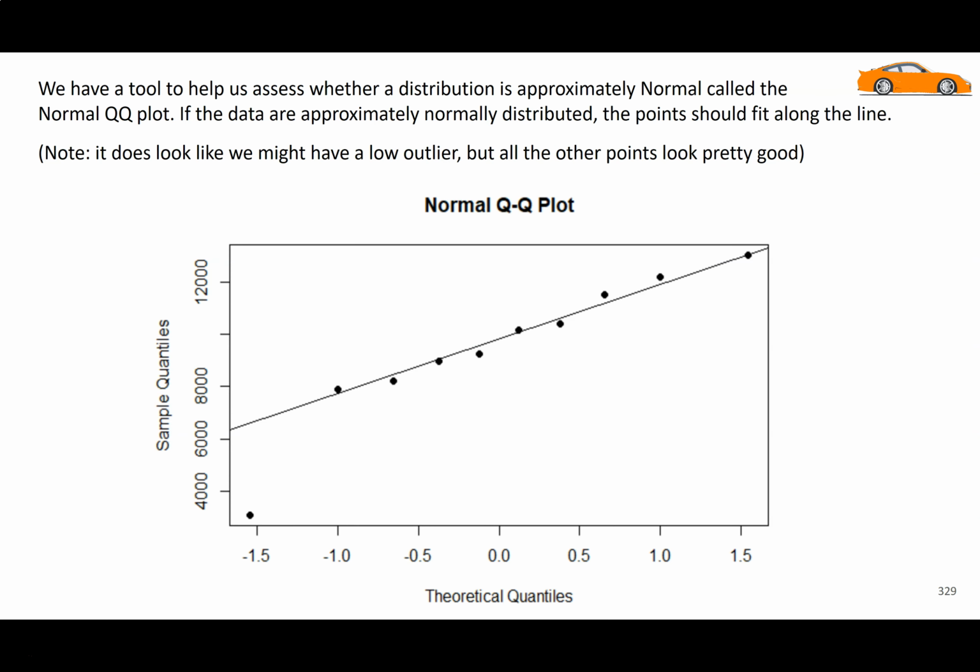So as promised, we have this tool. It's called a normal QQ plot, and the idea is it fits every single point to this line, and the closer the points are to the line, the more approximately normal the data are. For these 9 data points, it looks very, very good. Then you have that oddball, the one person who only drove 3,000 some odd miles that year. So they're a little bit of an outlier. I would say this does look roughly normal, although it might be worth looking into that low outlier.